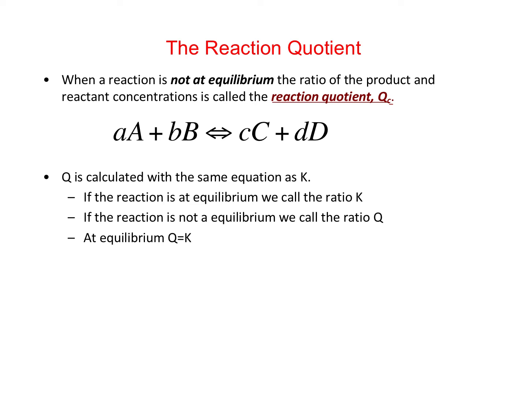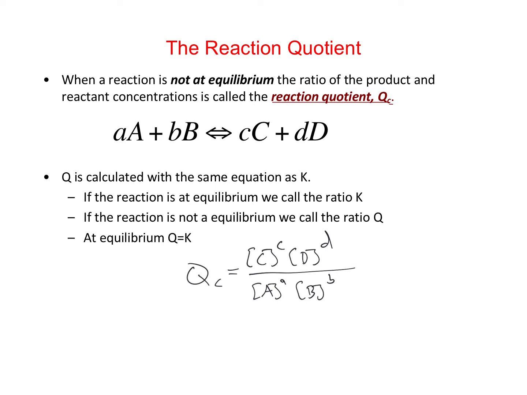So if I gave you this generic reaction and said write the equilibrium constant expression, or write the expression for the reaction quotient, we would write the same thing. So Qc, if we're talking about concentrations, would be the concentration of C raised to the c power, the concentration of D raised to the d power, the concentration of A to the a, and B to the b. Exactly the same thing we would have written for the equilibrium constant expression. The difference is, when we're not at equilibrium, we call it Q, the reaction quotient. If we know we are at equilibrium, then we call it K, the equilibrium constant.